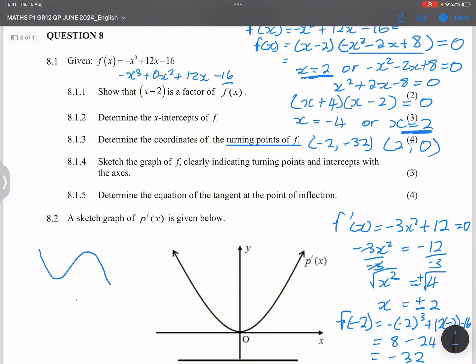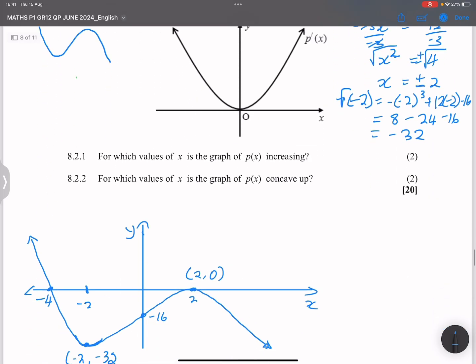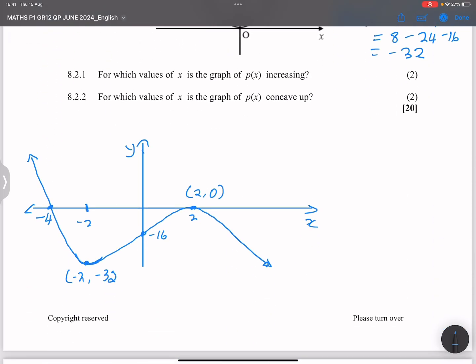So they say determine the equation of the tangent at the point of inflection. Now guys, this is very important for us to note. When we have to find the equation of the tangent, first of all, where is our point of inflection? I can already see that my x value of the point of inflection will be 0. But how do we get that? It is the midpoint between my x values of my turning points. So I would say -2 plus 2 divided by 2, and that would give me 0.